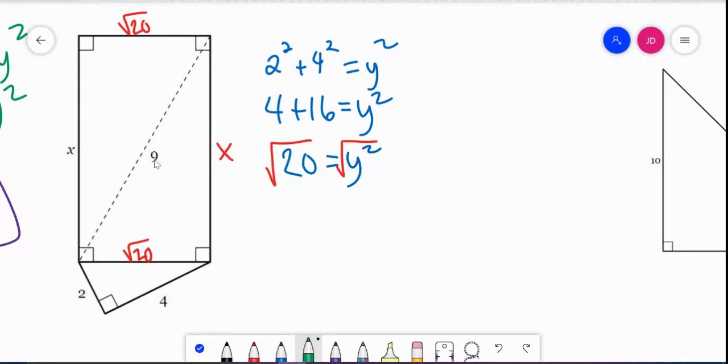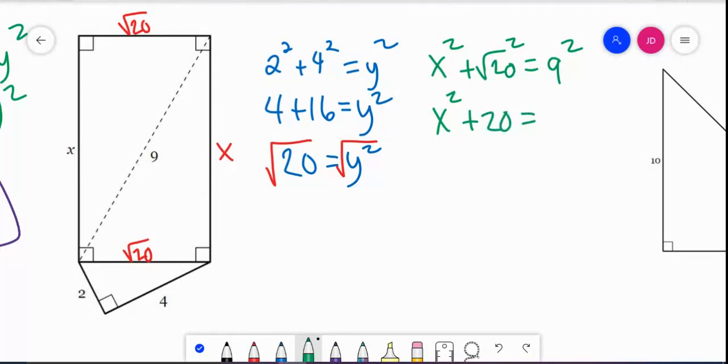So my Pythagorean theorem for my second part is going to be x squared plus the square root of 20 squared equals 9 squared. All right, that looks like a 26. I just want to fix it. So it's 20. There we go. x squared plus the square root of 20 squared, which is just 20, equals 9 squared, which is 81.